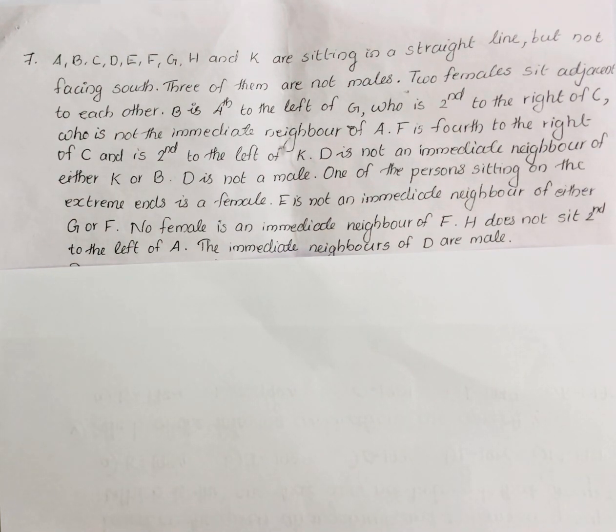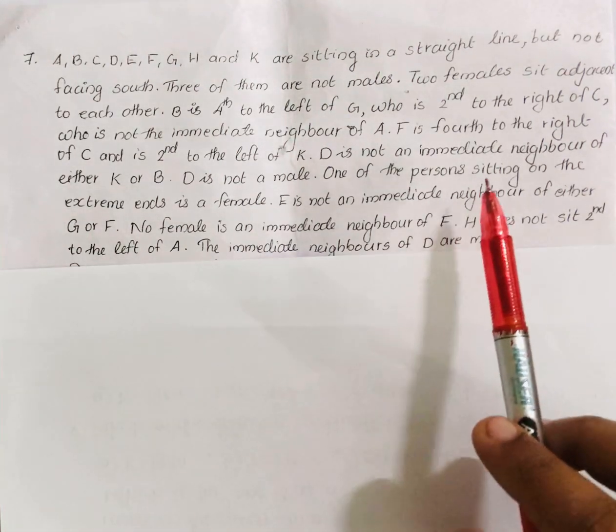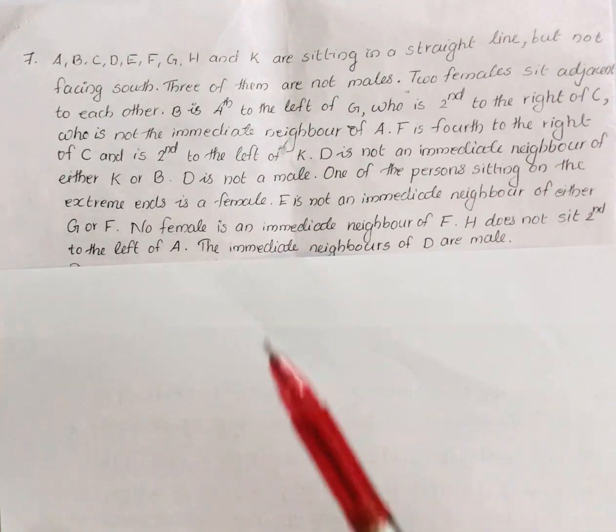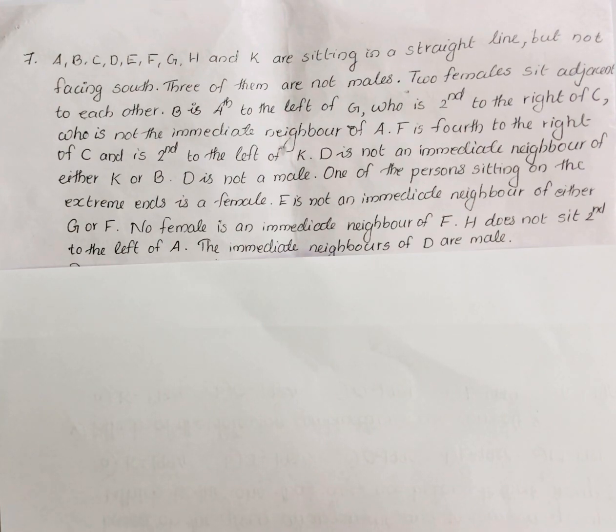like our sitting arrangement, if you are doing row-wise arrangement question, we are checking any nth place or second from left or third from right, that type of condition is there or not. If you are checking such a condition here, there is one condition, one of the persons sitting on the extreme end is a female. But in this particular question, it is not mentioned which end the female is sitting at or which person is that female. So we cannot start with that condition. So in this question, we can simply start with any condition. We have to take the possibilities.